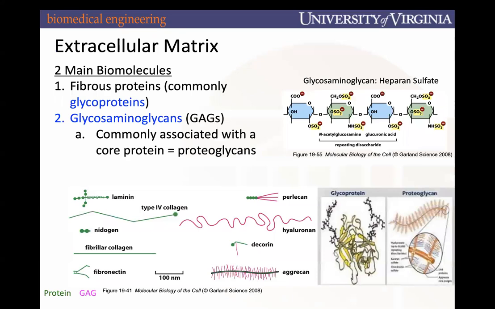normal biology. So typically in the ECM, we have two main biomolecules here. We have fibrous proteins that we call glycoproteins. I'm going to take a second to write this out really quickly because I think it'll help. So we have glycoproteins. And we also have these repeating sugar units called glycosaminoglycans, or also called GAGs. When GAGs are associated with some protein, those are called proteoglycans.